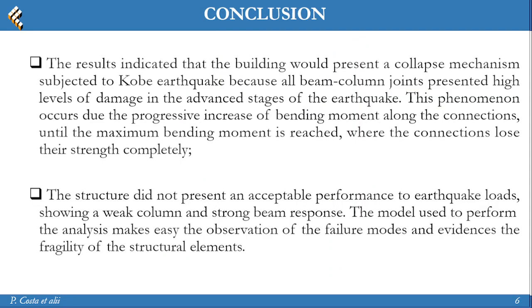The results indicate that the building would present a collapse mechanism subject to Kobe earthquake because all beam-column joints present high levels of damage in the advanced stages of the earthquake. This phenomenon occurs due to the progressive increase of the bending moment along the connections until the maximum bending moment is reached, where the connections lose their strength completely.